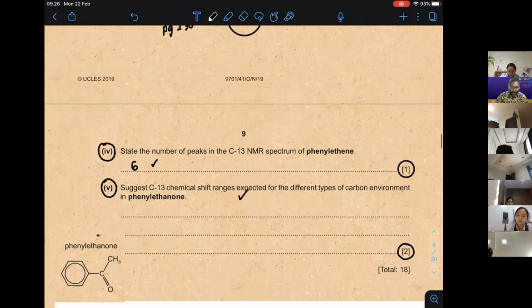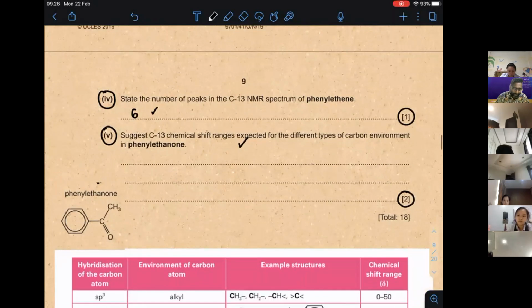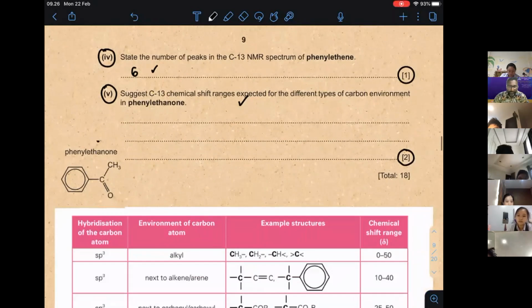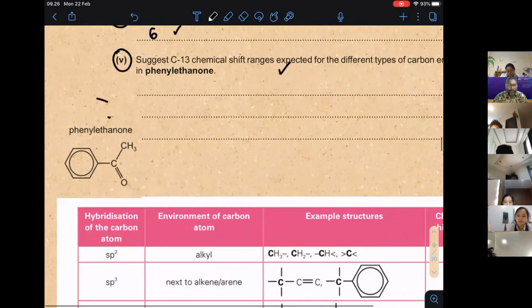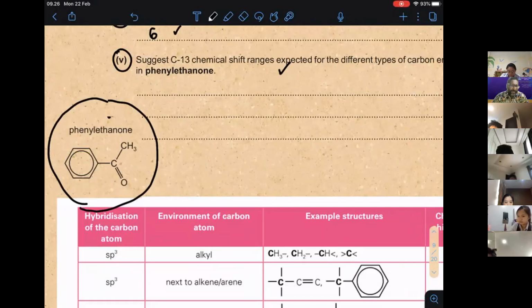So I took the phenylethanol and I put it over here. Here I have a few carbon environments. What are the carbon environments? Maybe this one. I also have this carbon environment, so maybe I can mention that. And I can also see maybe this carbon environment, or any of these carbon environments, I can mention that. So the carbon environment in benzene.